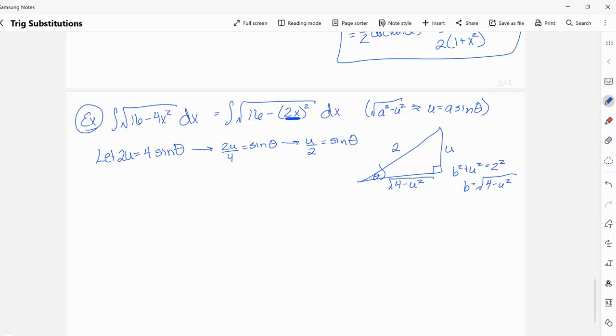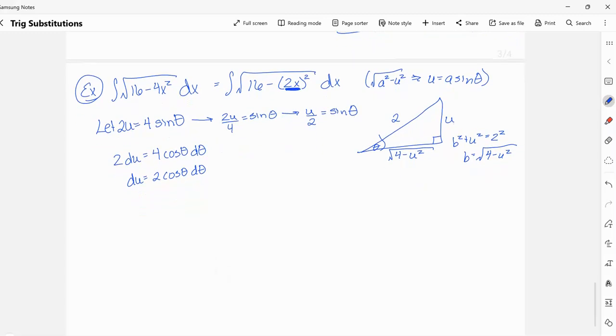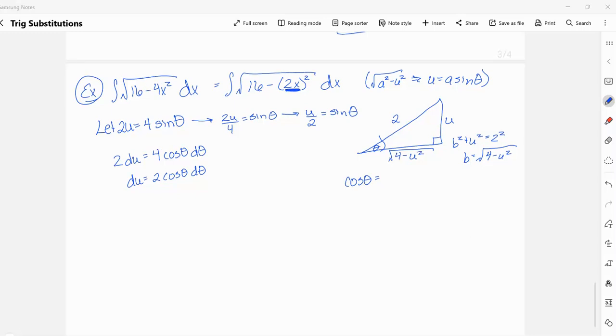So let's look at what we have. We have 2u is equal to 4 sine of theta. So 2 du is equal to 4 cosine of theta d theta, when I take the derivative. So du is equal to 2 cosine of theta d theta. So we have a substitution there. Let's figure out what cosine is. Cosine is a over h. So 2 cosine of theta is equal to u.